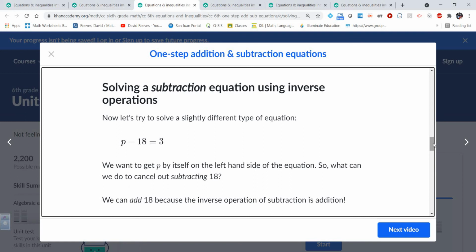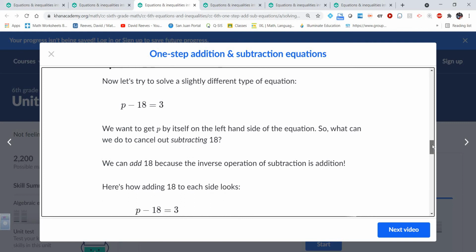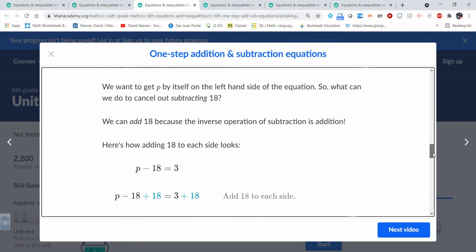All right, so they give us an equation here that has subtraction. P minus 18 is equal to 3. Remember, our goal is to find out what P is. What was it before that 18 was subtracted? So what are we going to do? Well, the inverse of subtracting 18 is going to be adding 18.